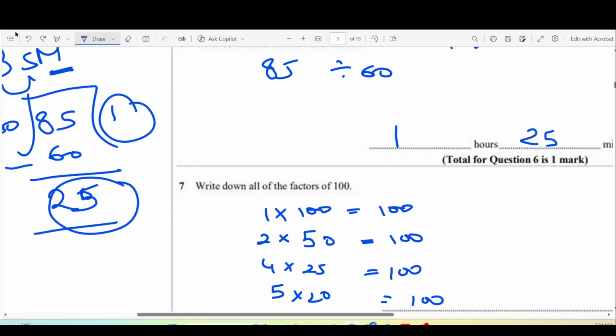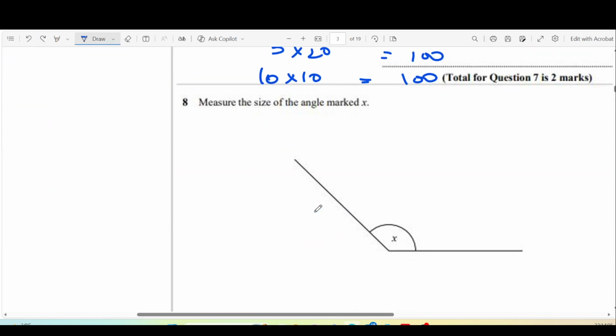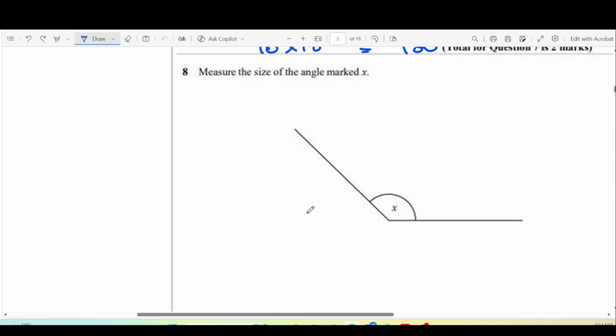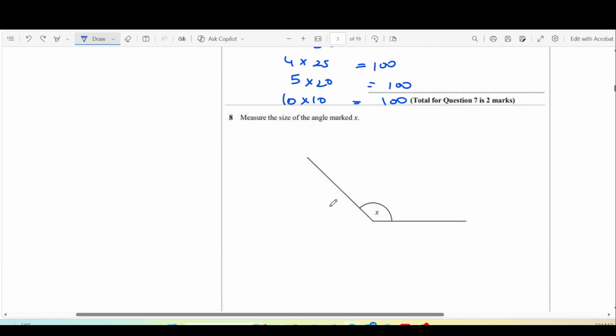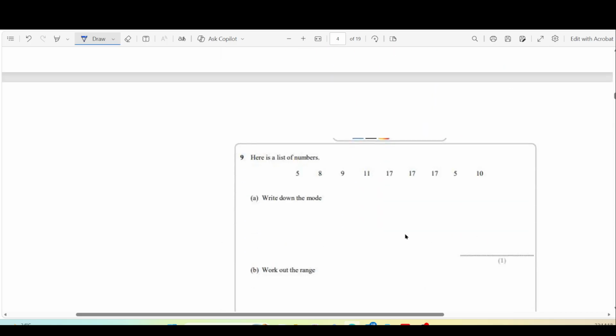Okay, so let's go to the next question. It says measure the size of the angle marked as X. I think you'll have to use a protractor. Just make sure the baseline is correctly placed and then you can measure it.